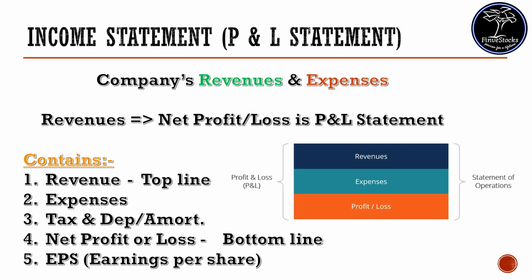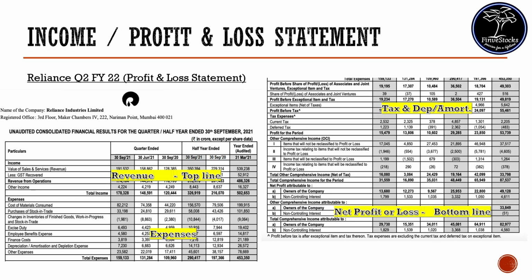This is a live example of recent results posted by Reliance for quarter 2 financial year 22. This is the income statement or profit and loss statement of Reliance for quarter 2. In an income statement or a profit and loss statement, the major contents are revenue, that is the top line, then expenses, then tax and depreciation or amortization, net profit and earnings per share.